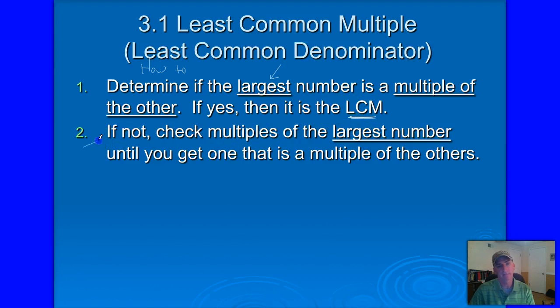If not, in other words, if the largest number is not a multiple of all the numbers, you want to check the multiples of the largest number until you get one that is a multiple of the others. And this is if you don't know what the multiple is. If you can do it in your head and you just see it right away, great, do it. You've got it done.